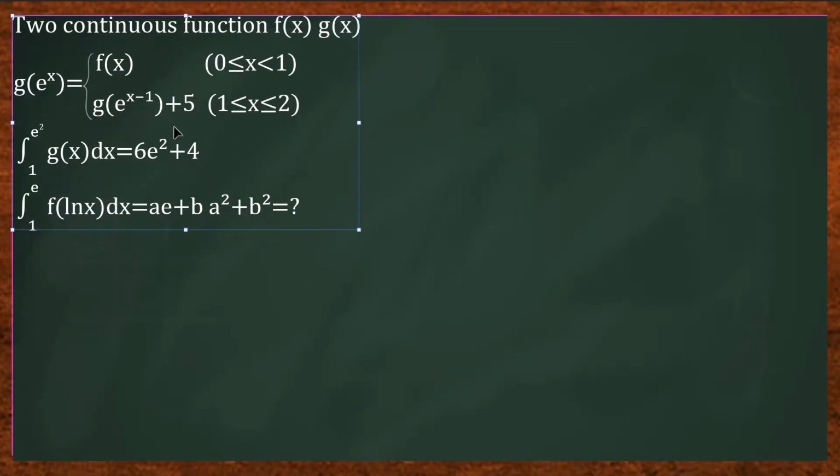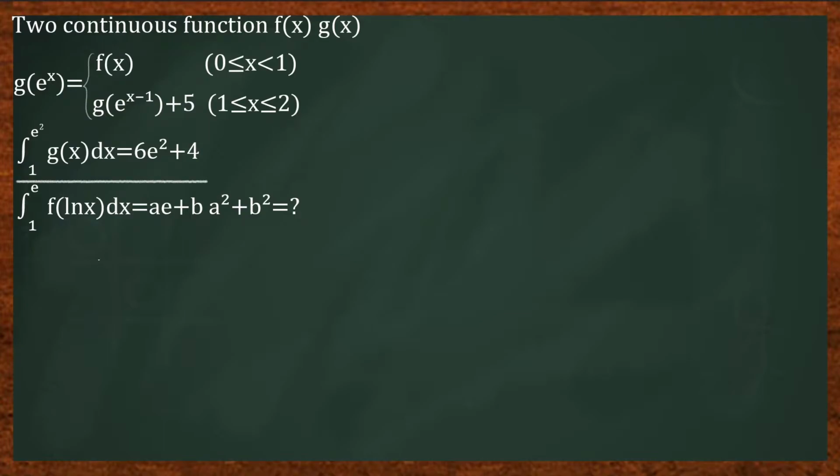Well, there's a lot of information inside, so we need to look one by one. f(x) and g(x) are continuous functions, and g(e^x) is equal to f(x) and g(e^x - 1) + 5 in the given ranges, and the integral of this is this, and the integral of f(ln x) dx is ae + b. We need to find a and b.